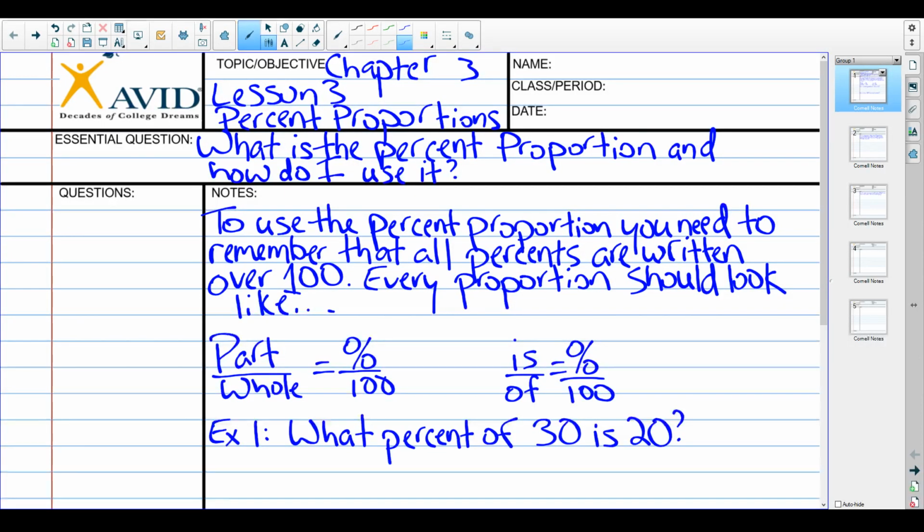Alright, chapter 3, lesson 3, percent proportions. So, our central question for today: what is the percent proportion and how do I use it?